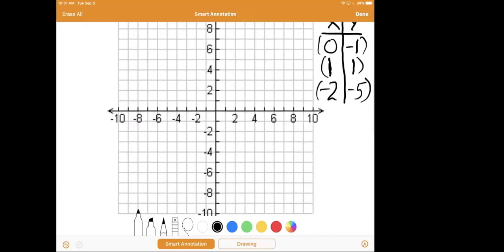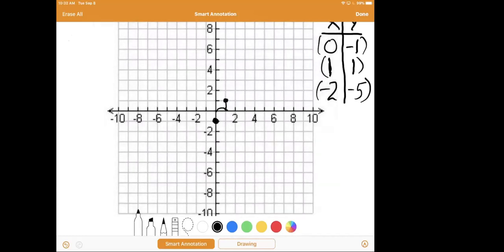So from the origin, and the origin is the place where the x and the y-axis cross, we're going to move left or right first. Now 0 means we don't move left or right. We just stay right there, and then we drop down 1. So we have a point right there. That's the point (0, -1). Then (1, 1): from the origin, we would move 1 unit to the right and up a unit.